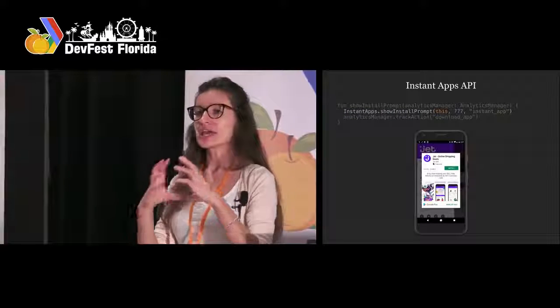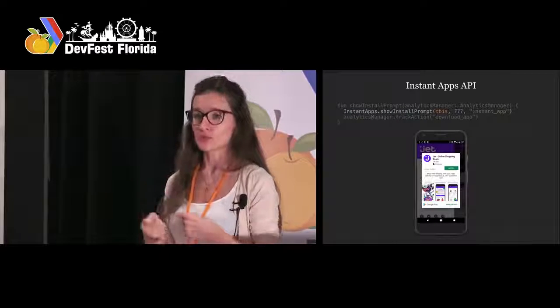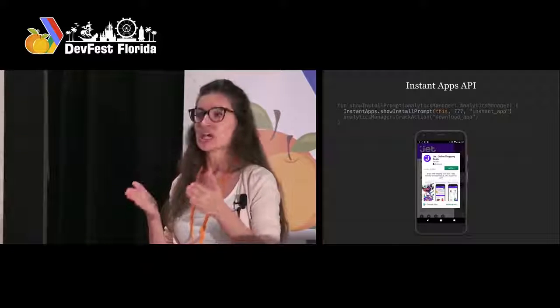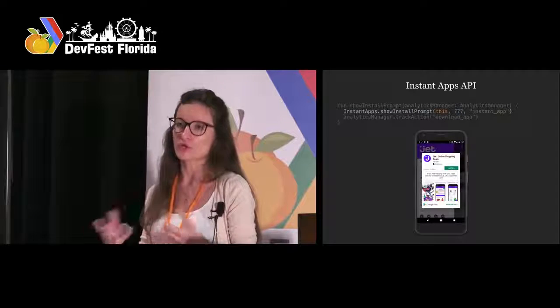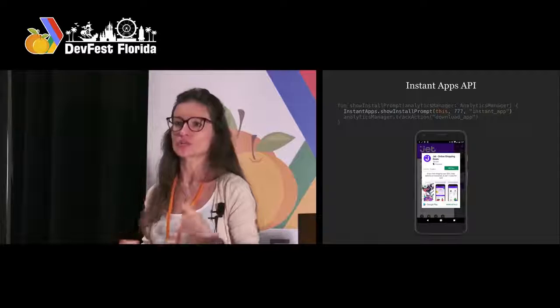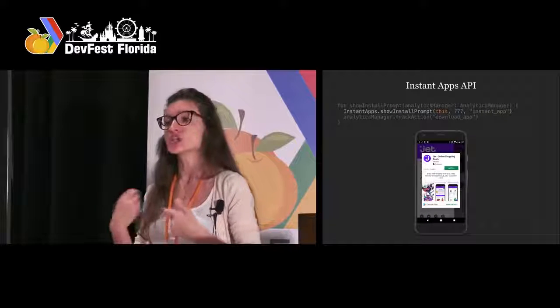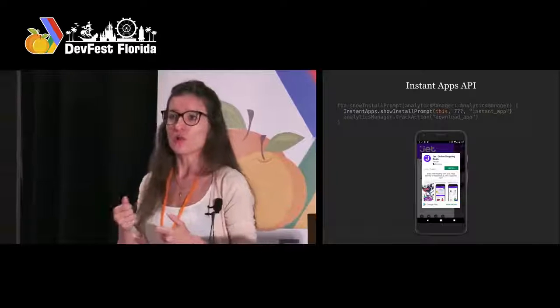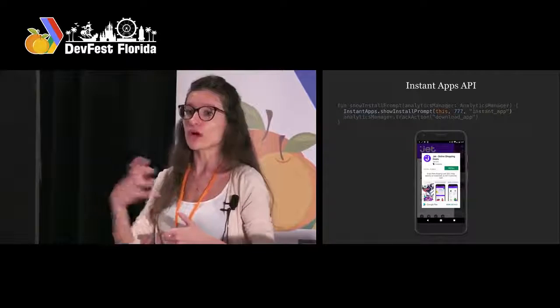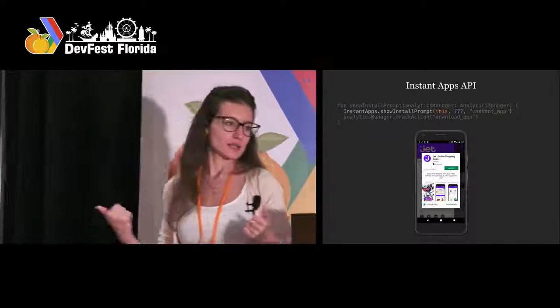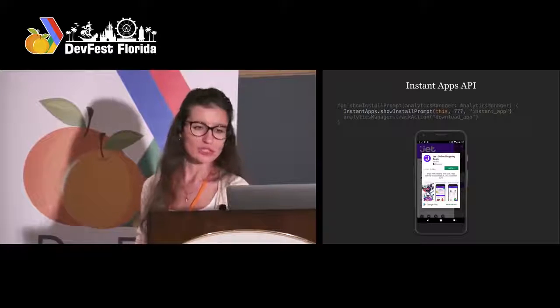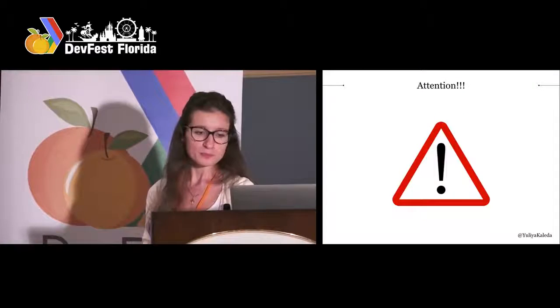There is a very useful method, show install prompt, which basically helps you bring a dialog to your users when they're browsing within your Instant App. So if your Instant App is not a fully fledged application, you can take it as an engagement platform for your users. Once your users start to interact with Instant App and they truly love the experience, they can click on the install button, and the installable application can be installed right from within Instant App. The users do not have to go to Google Play Store.